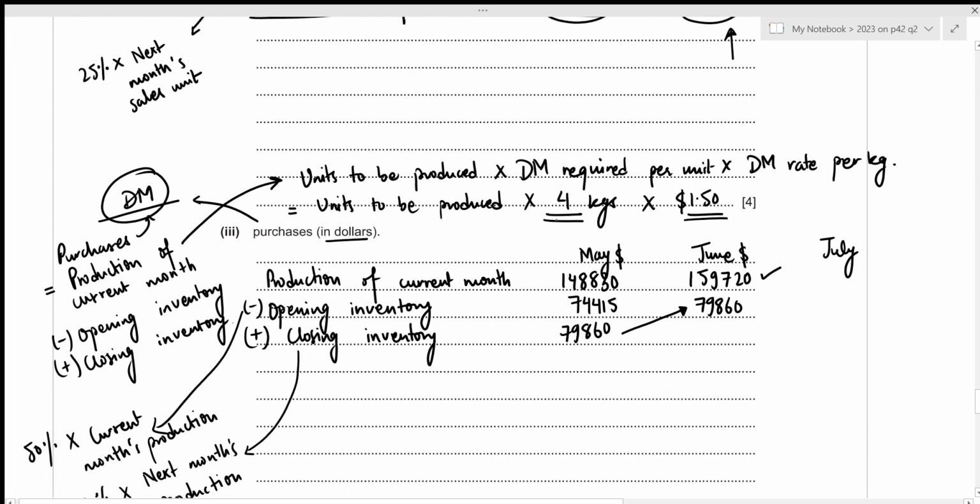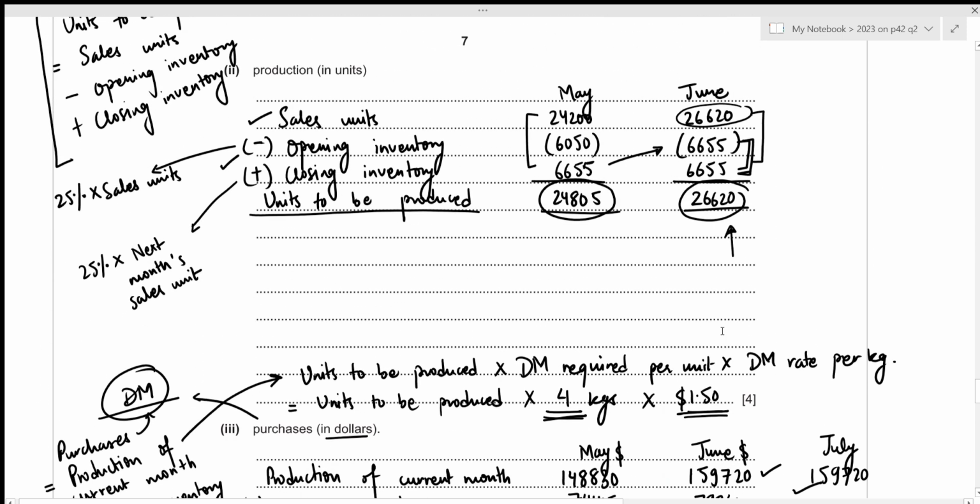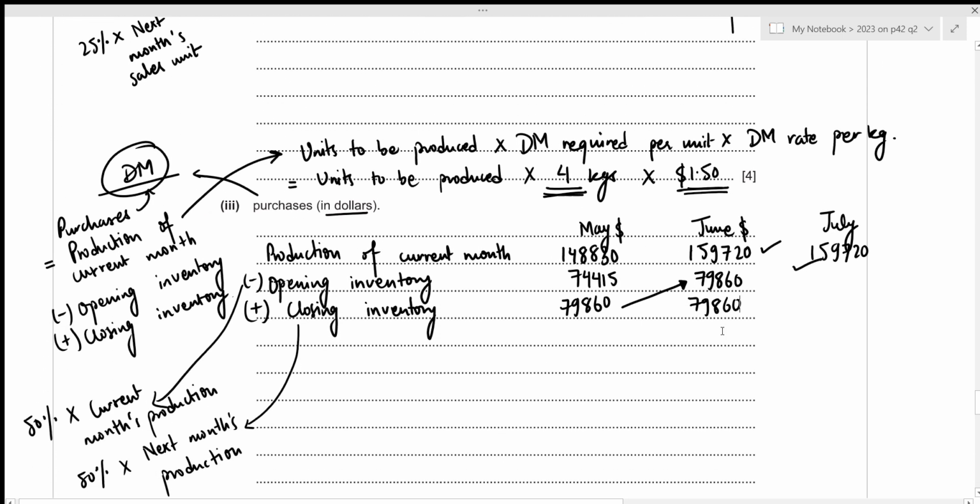And if we multiply it by 4 and 1.50, the production of the current month for the month of July will still be 159,720, which means the closing inventory is going to be 50% times 159,720, which again results in 79,860. So the opening inventory and closing inventory for the month of June for our purchases as well will be the same like in the case of production.